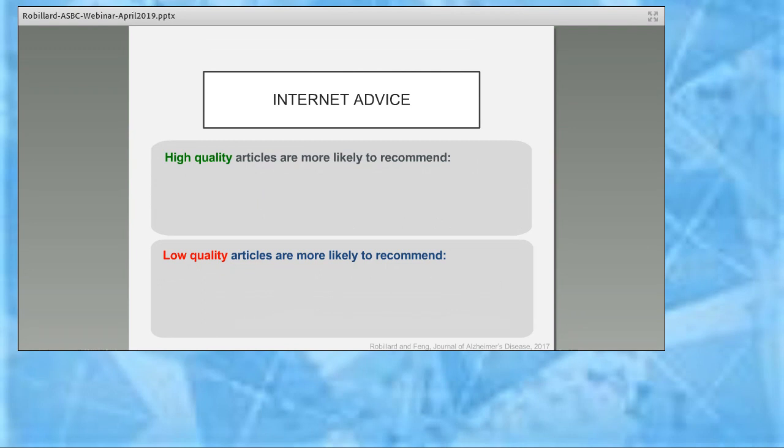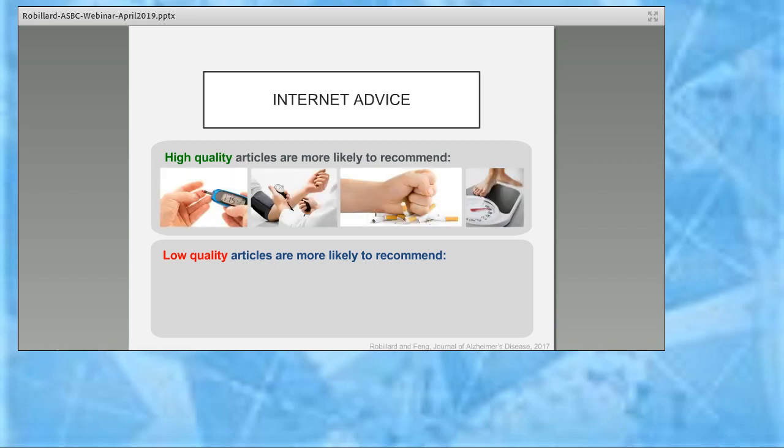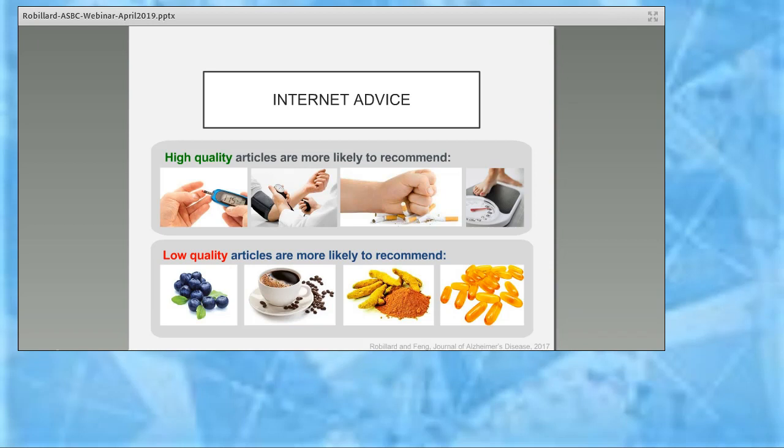So we're almost at the end here. Just before we wrap up, we found in our study that high quality articles were more likely to recommend things like controlling your weight, stopping smoking, controlling your blood pressure and your blood sugar. And of course, low quality information about Alzheimer's disease was more likely to recommend things like eating a type of food, more or less, more coffee, less coffee, eating specific nutrients, or taking supplements.